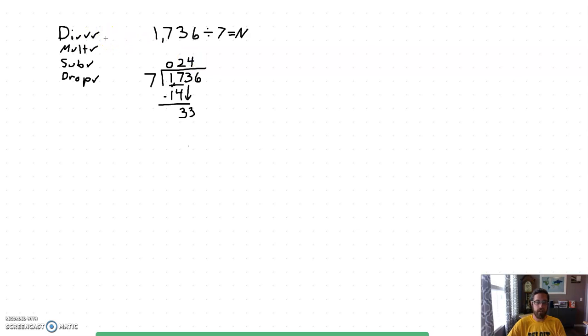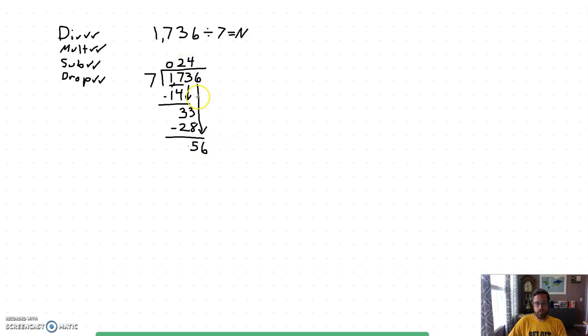Great. Divided, check. Now I just wrote my 4, so that's what I'm multiplying by 7, which is 28, and I write that underneath my 33. So I multiplied. Now I subtract: 33 minus 28 is 5. Great. Now, do I have anything left to drop? Yep, I have this 6 that I have to drop down here. Are all my place values filled? No, so I have to keep going another time.